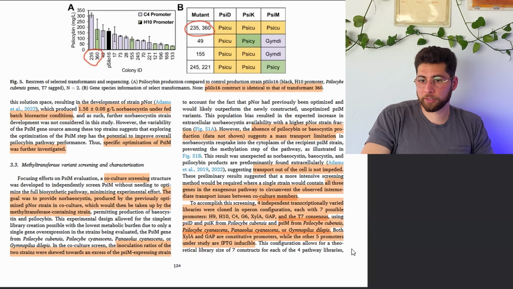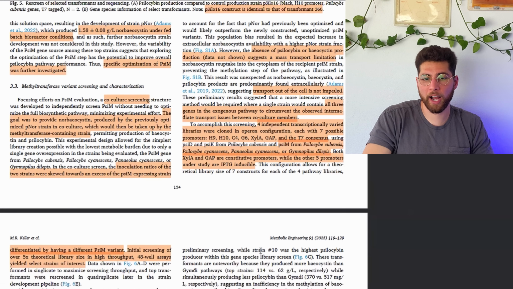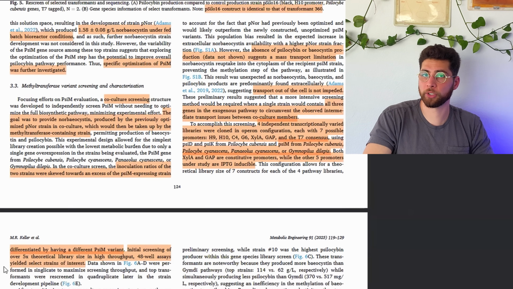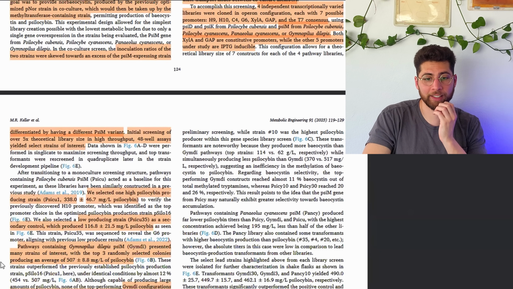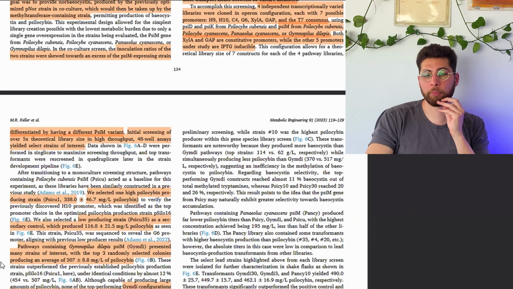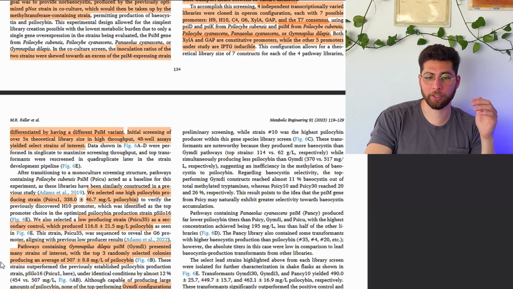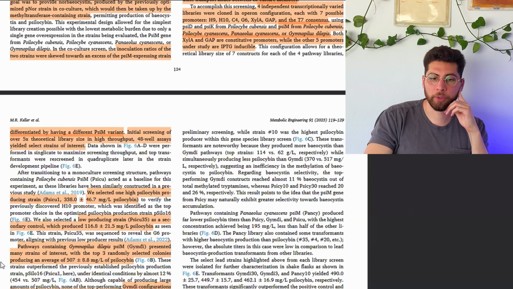So theoretical library size of 7 constructs for each 4 pathways. And then in their screen, they screened over 5 times the theoretical library size to make sure that they got all of the strains, or at least they got most of them. And in this method, they selected one high psilocybin producing strain, PsiQ1, that was making 338 milligrams per liter. And again, this is in just a 2 milliliter volume. So when we scale up to bioreactors, it's going to be more. They also went through with a lower producing strain just to see what would happen with that one.